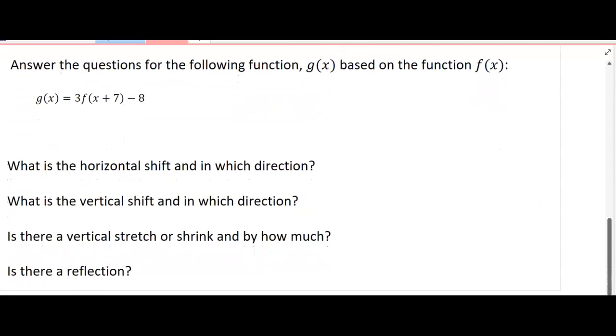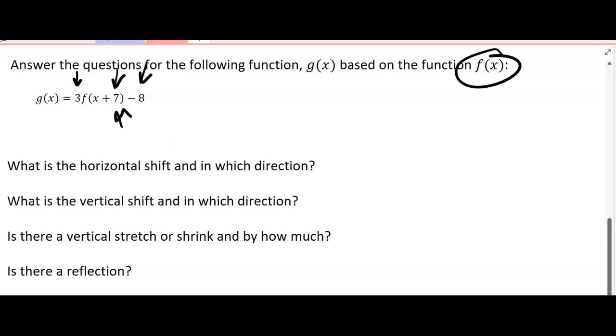Okay, so this one's a little bit different. They didn't actually tell us the function, they just represent it as f of x. And then they have g of x in terms of f of x. So what's happening? What is the 3 doing to the function? What is the 7 doing? What is the 8 doing? So it says, what is the horizontal shift and in which direction?